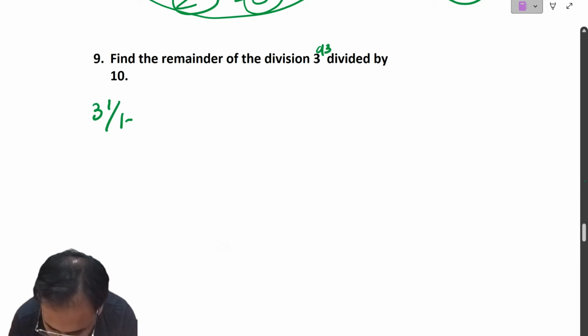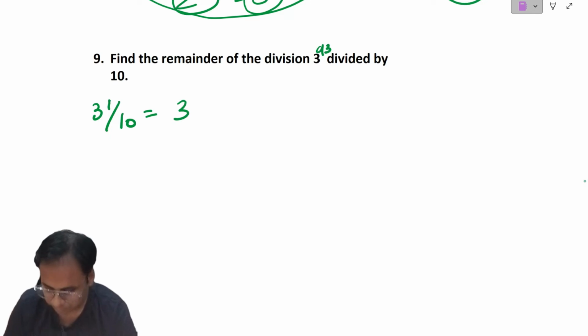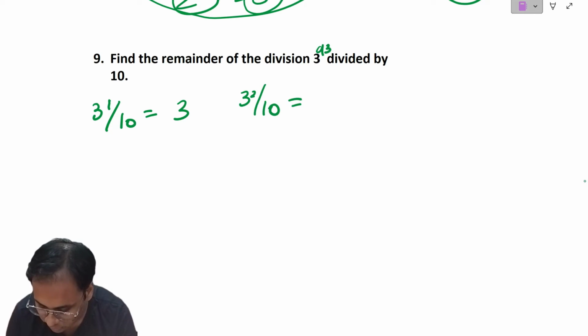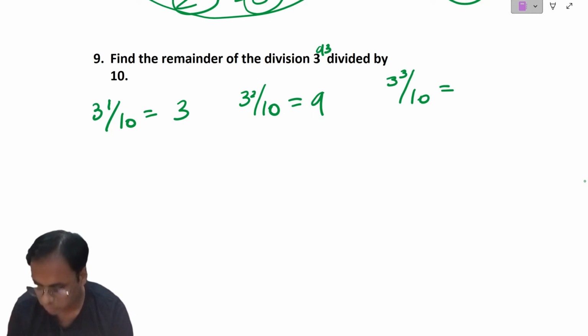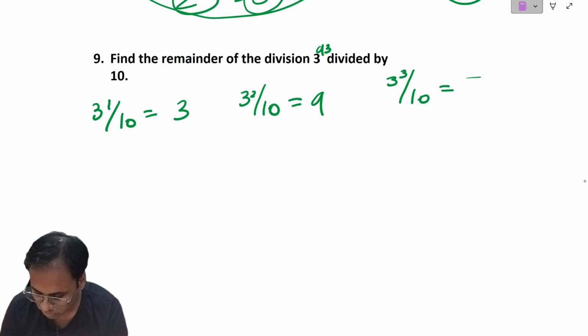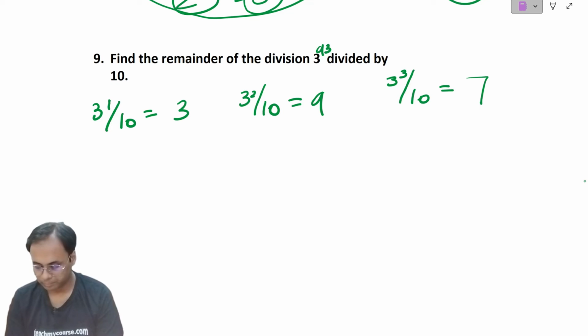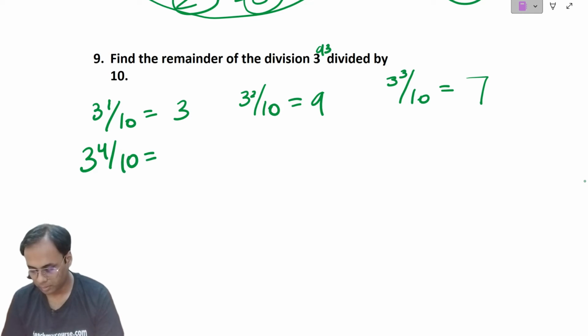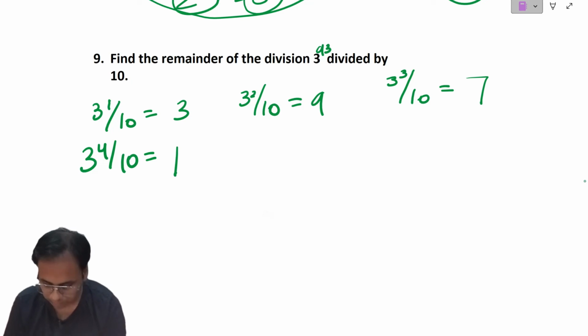When 3 raised to the power 1 is divided by 10, the remainder is 3. When 3 raised to the power 2 is divided by 10, the remainder is 9. When 3 raised to the power 3 is divided by 10, which is 27 by 10, the remainder is 7. When 3 raised to the power 4 is divided by 10, what is the remainder? 3 raised to the power 4 is 81. 81 divided by 10 leaves remainder 1.